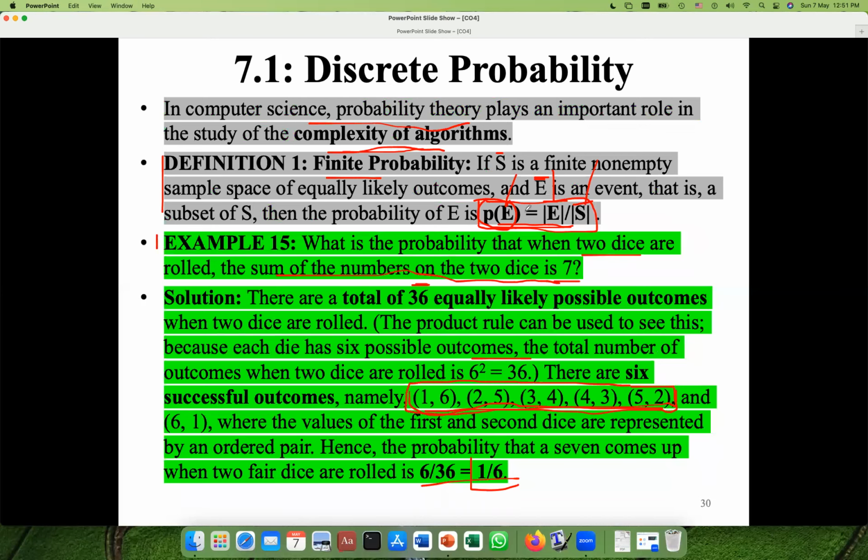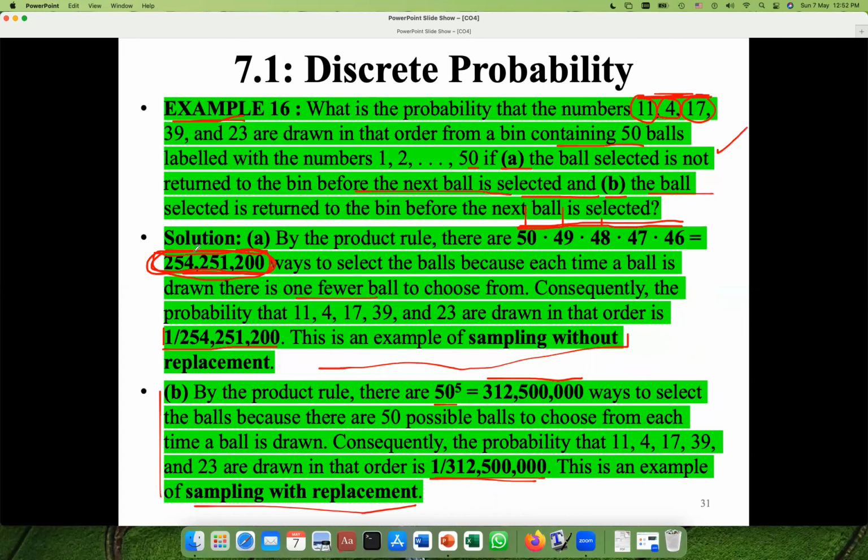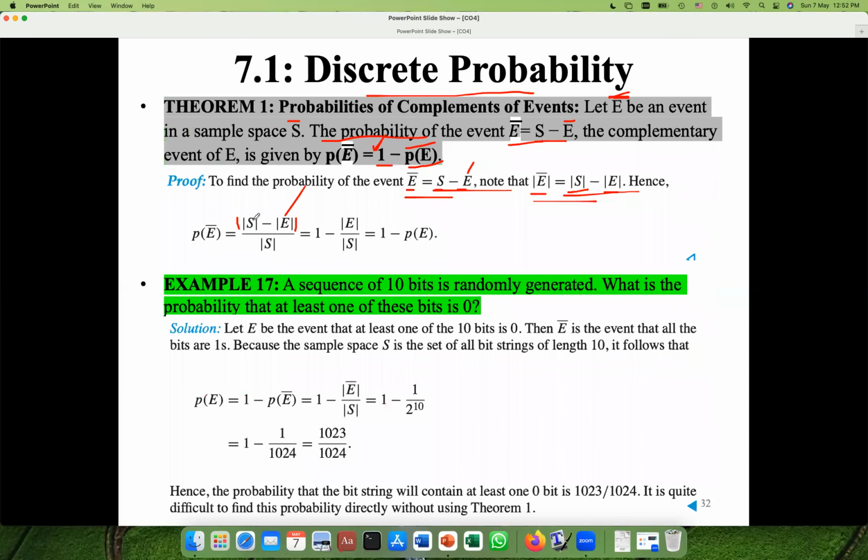But for example, according to that proof, I am writing it as the cardinality of S minus the cardinality of E, divided by, or given, it means given, okay? Or you can say divided by, whatever you feel better, and then the cardinality of the space. So this is written according to that equation, nothing else.